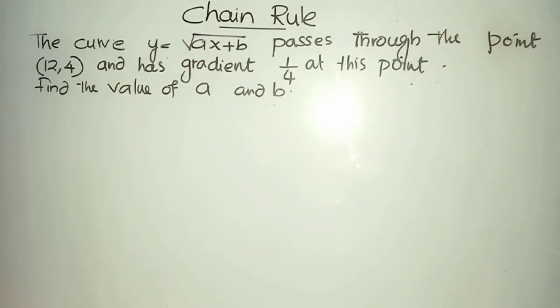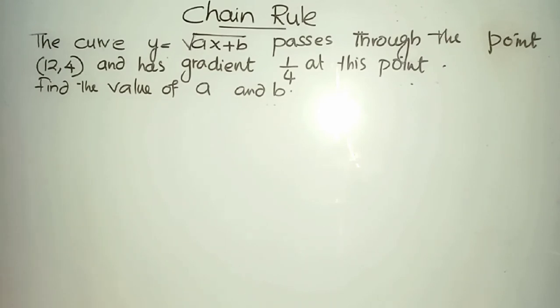Another question, the curve y is equal to root of (ax plus b) passes through the point (12, 4) and has gradient 1 over 4 at this point. Find the value of a and b. So just read this question carefully and make a plan. So here the question says that the curve y is equal to root of (ax plus b) passes through the point (12, 4) and has a gradient 1 by 4 at this point.